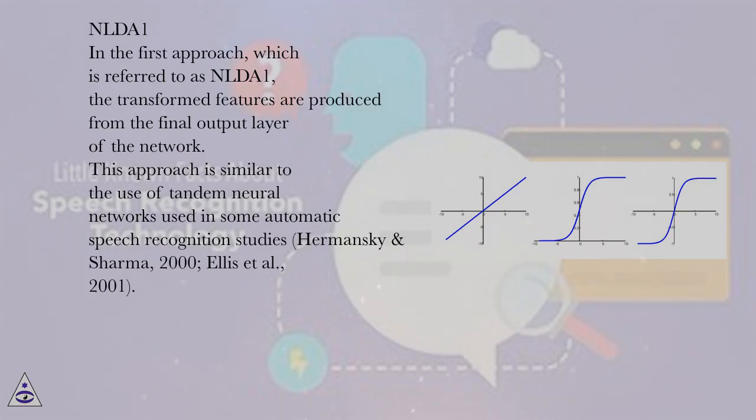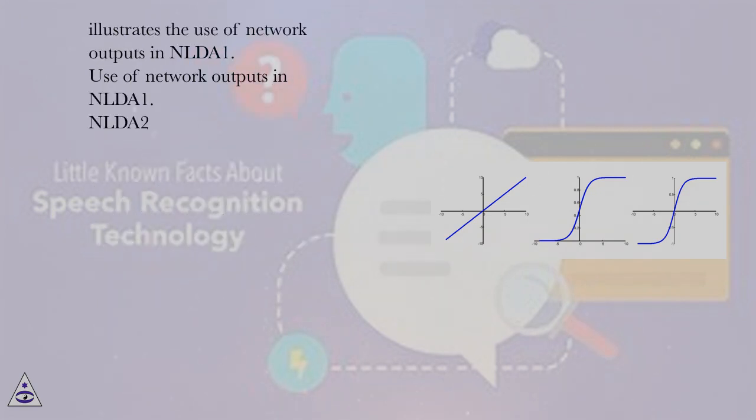NLDA1. In the first approach, which is referred to as NLDA1, the transformed features are produced from the final output layer of the network. This approach is similar to the use of tandem neural networks used in some automatic speech recognition studies, Hermansky and Sharma, 2000, Ellis et al., 2001. Illustrates the use of network outputs in NLDA1.